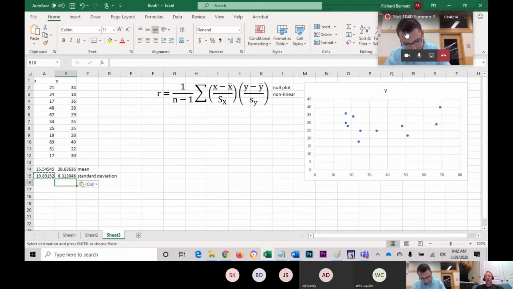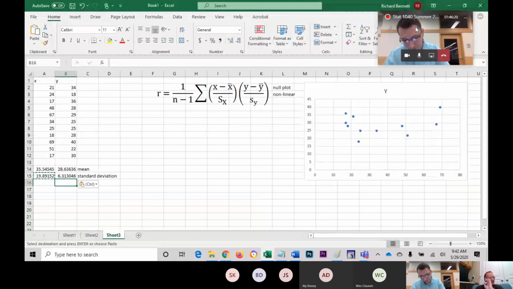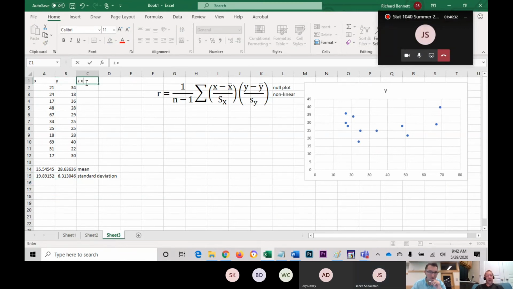The third step is what, Janie? Wasn't it you find the standard scores? So we need to find the standard scores for the X and the standard scores for the Y. So well done. Can you tell me what I should type in order to do this? So is it X minus the mean over sigma? Okay, so these need to be in parentheses, right?